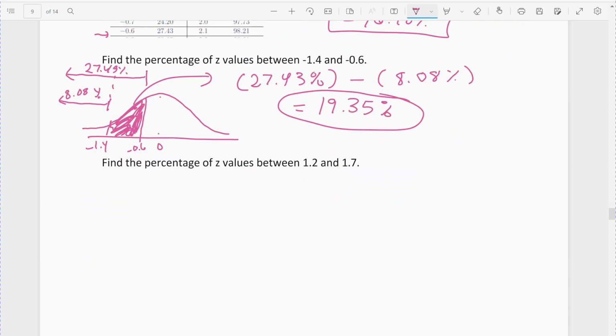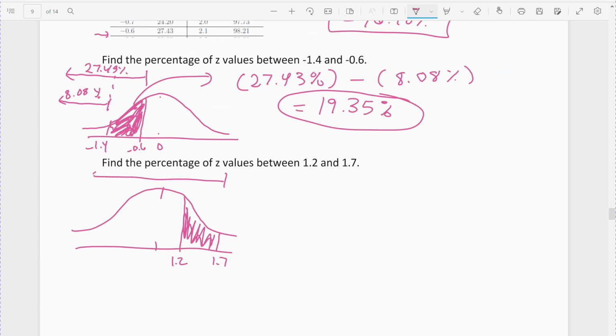The last example. So I did one between a positive and a negative, I did one between two negative values, and this one's between two positive values. If I draw the picture, it's always a good idea to have the picture so you understand what you're looking for. They're both positive, which means they're both going to land above. So there's the 1.2 and then the 1.7. The 1.7 is the bigger value. Alright, so there's the area I'm looking for.